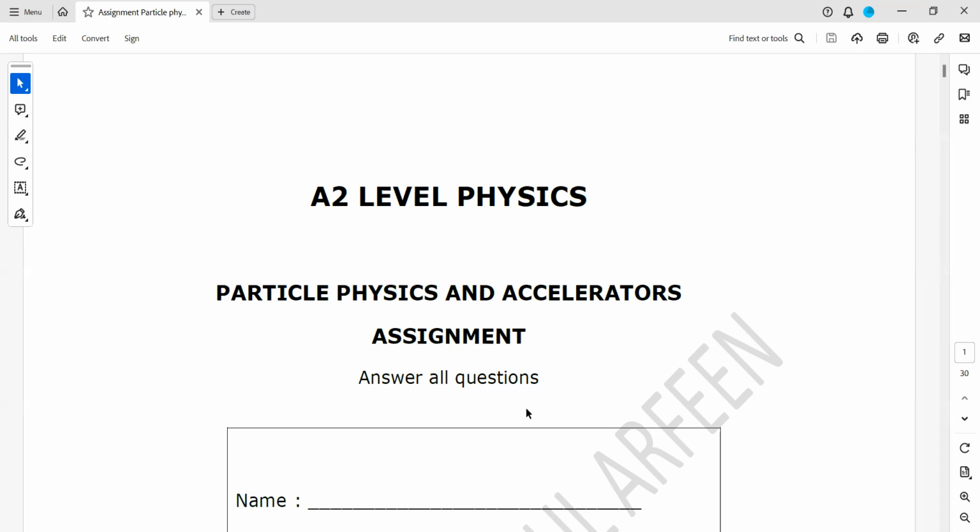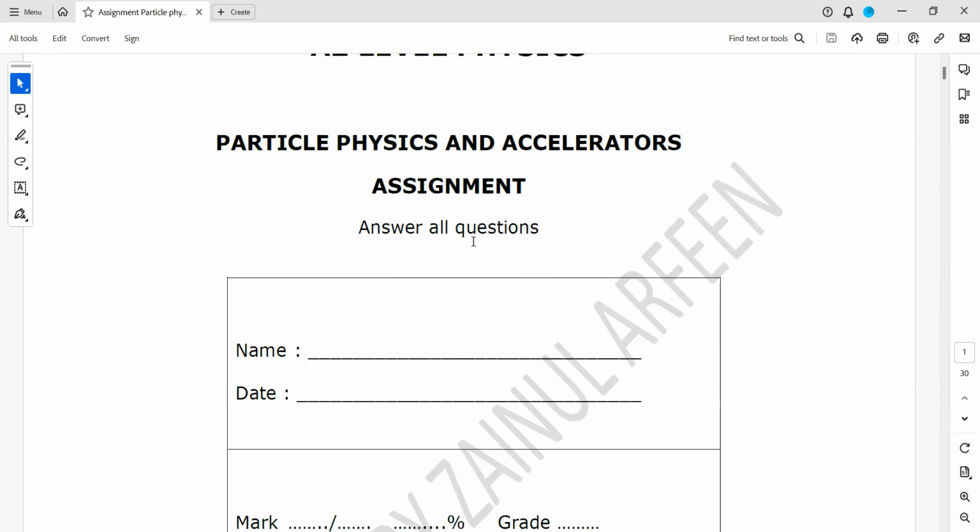So this exercise is related to particle physics and the accelerators MCQs, and I'll discuss the doubts related to this exercise. First is question number 3.